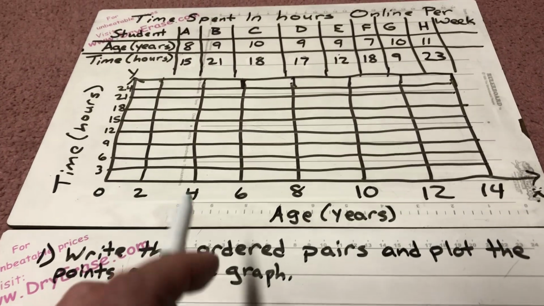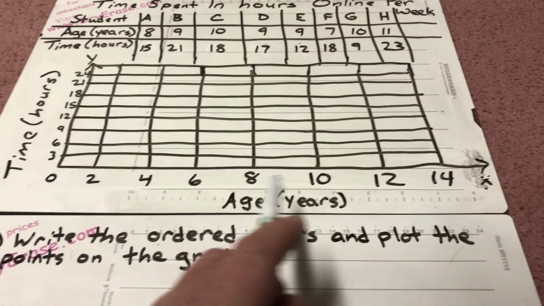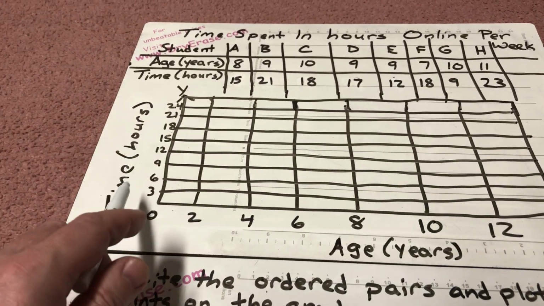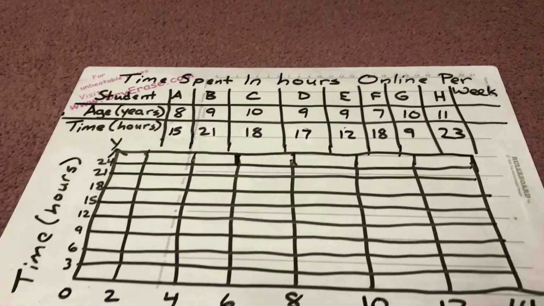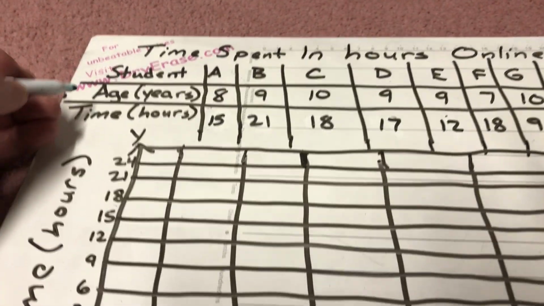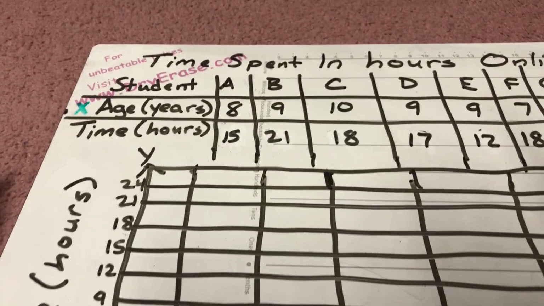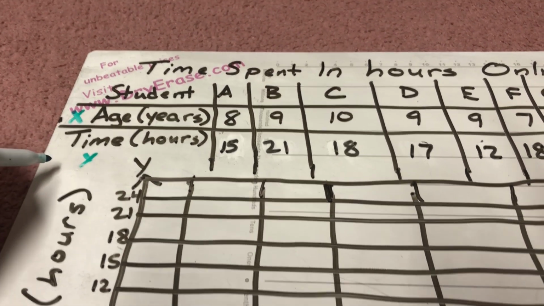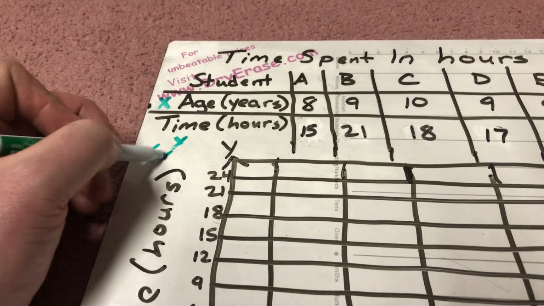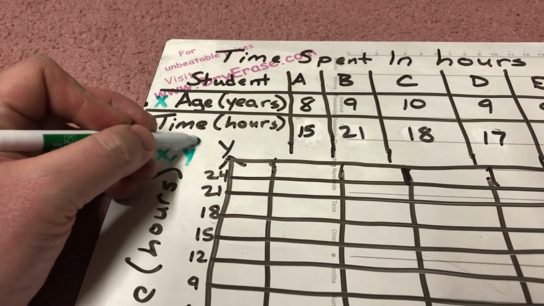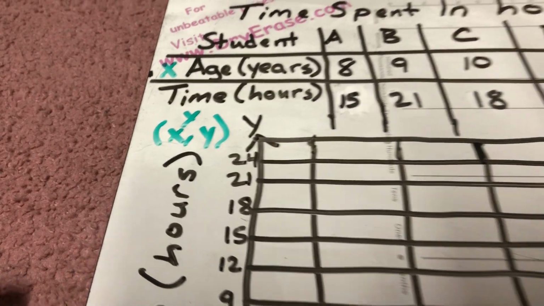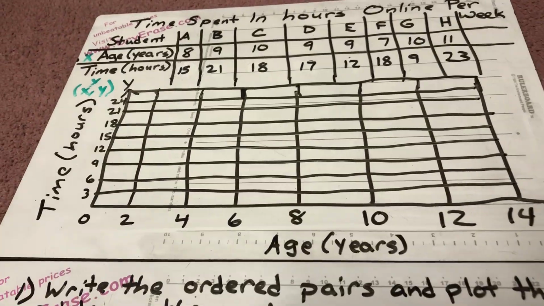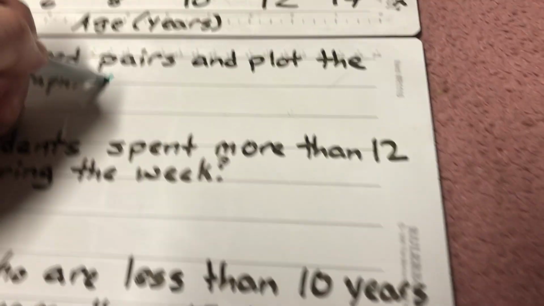So, question one tells us to write the ordered pairs and plot the points on the graph. Well, when I look at my graph, I see that my x-axis represents the age in years. My y-axis represents the time in hours. So for my age in years, that's going to be my x coordinate. For my time in hours, that's going to be my y coordinate. Because, of course, we remember ordered pairs are written as x, y. So my first ordered pair looks like it's going to be 8, 15.